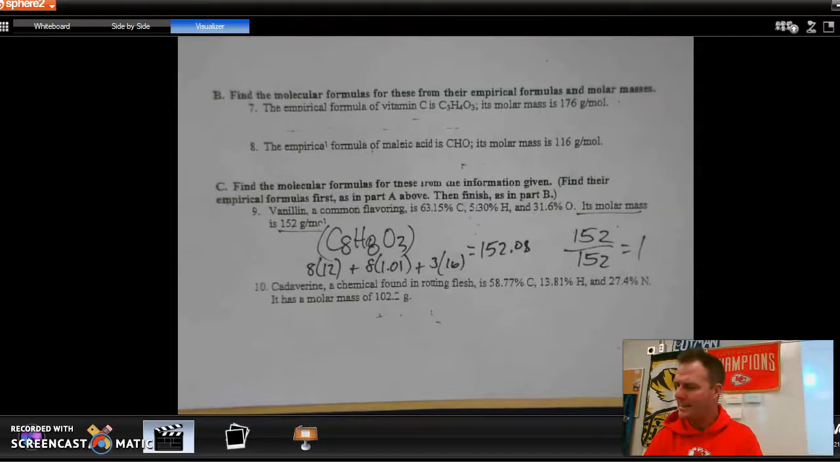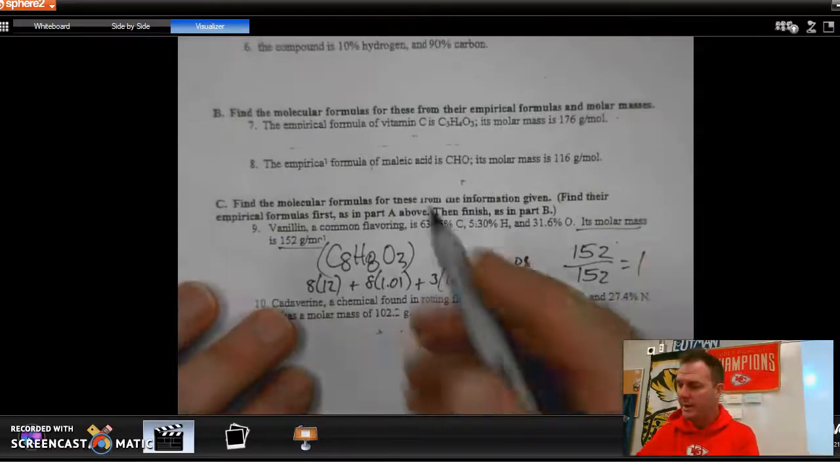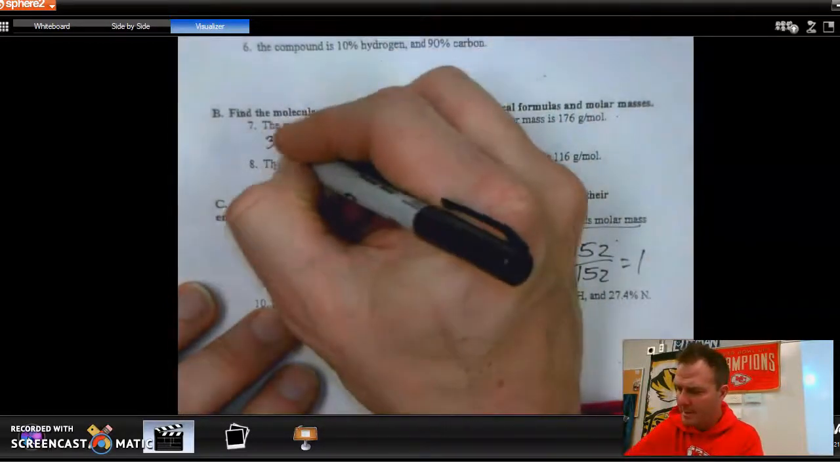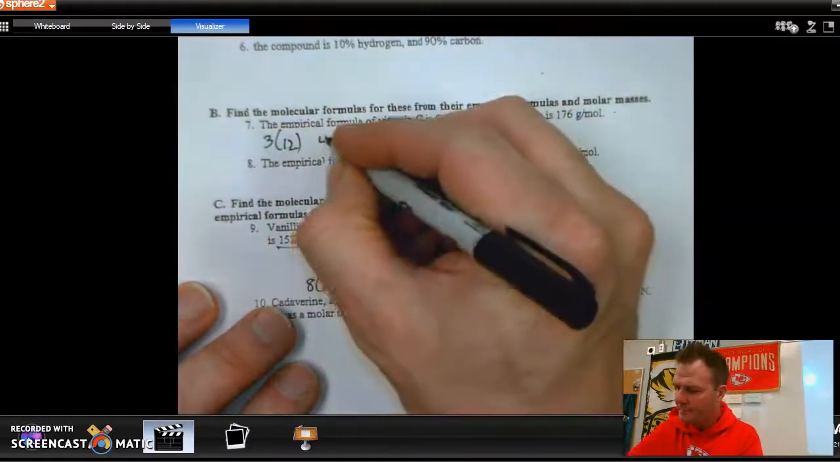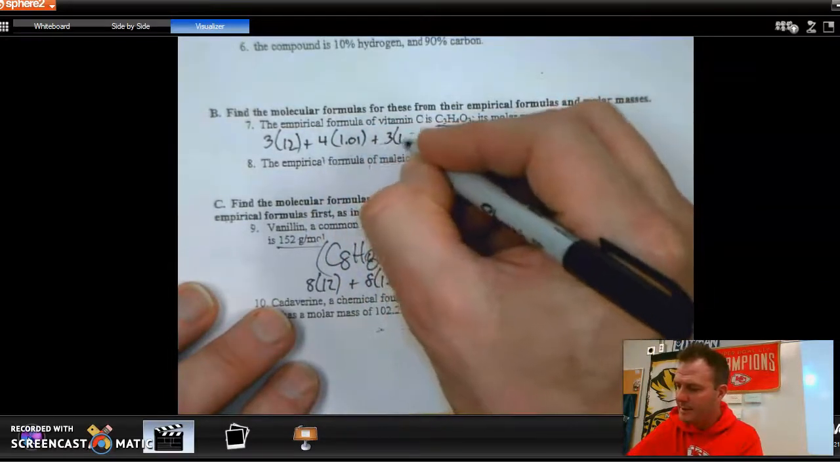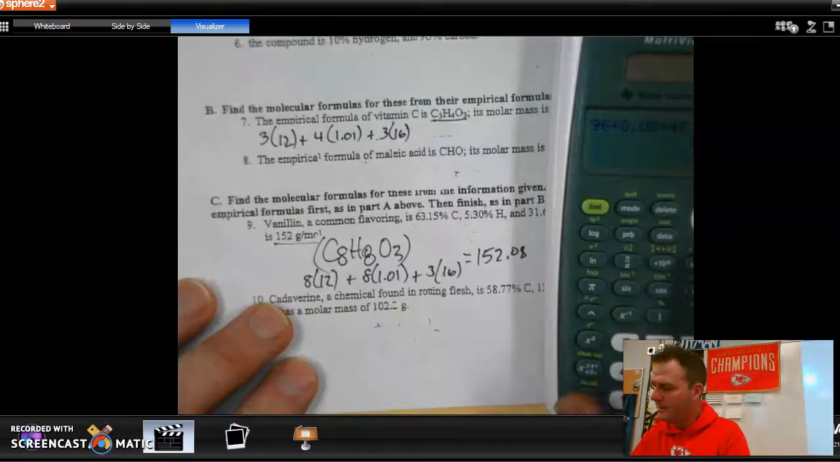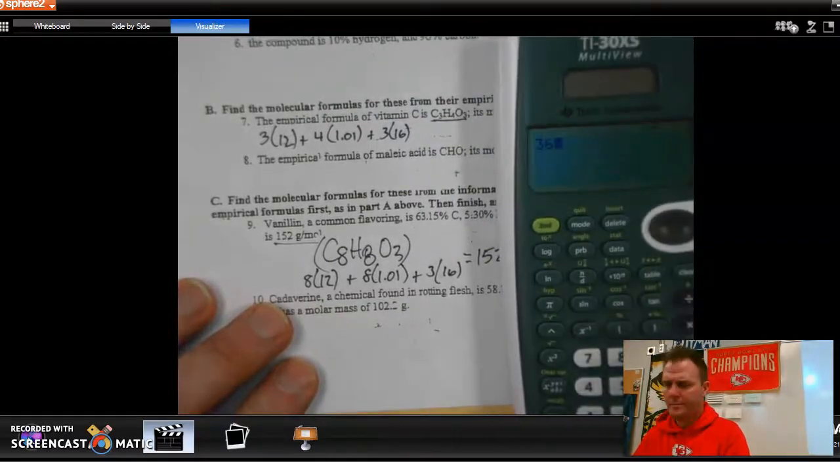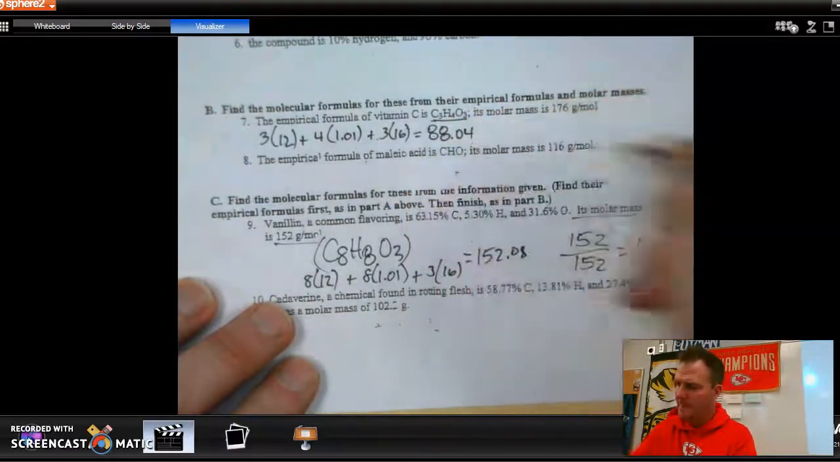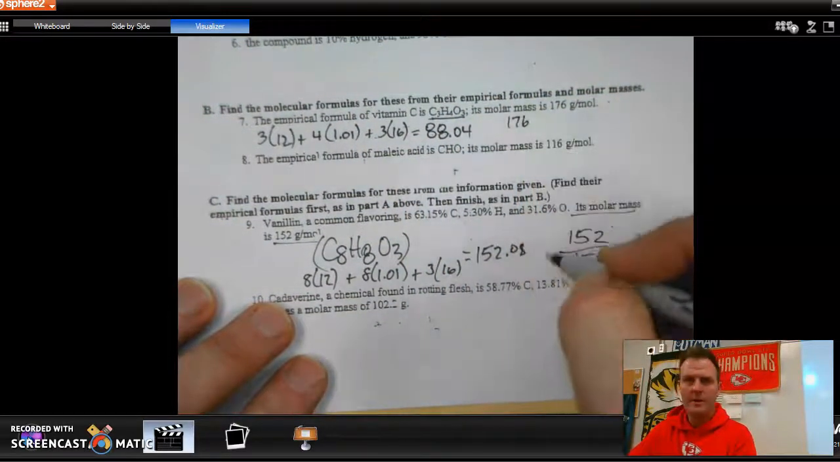All right. So if we do an easy one together, here's the molecular or empirical formula is already done for you. So let's just add that up. 3 times 12 plus 4 times 1.01 plus 3 times 16. So when we add that up, we're going to get 36 plus 4.04 plus 48. 88.04. Okay, and then you get the molar mass.